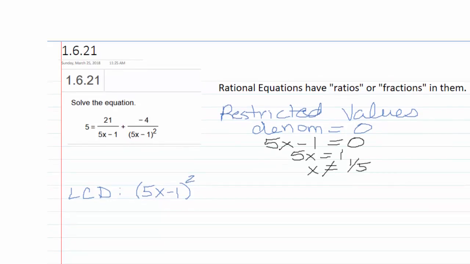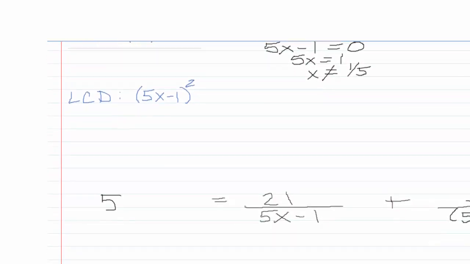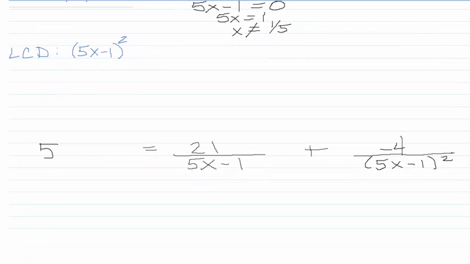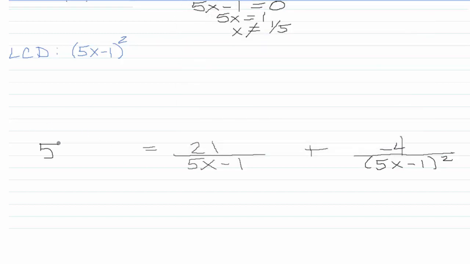Now I've copied down the equation, leaving space between the terms so that we can multiply (5x minus 1) squared on both sides, which has the effect of multiplying it times each term because we have to distribute. So on the right, we only have one term, so we multiply the 5 times (5x minus 1) squared.